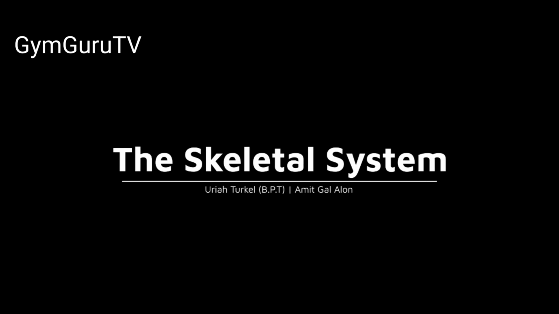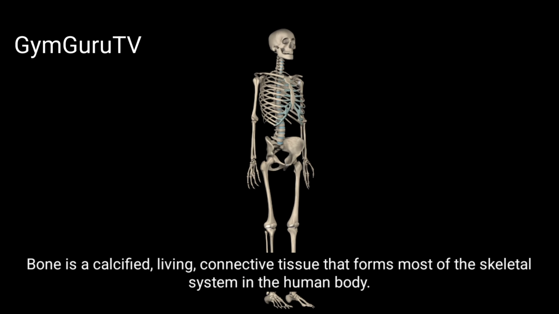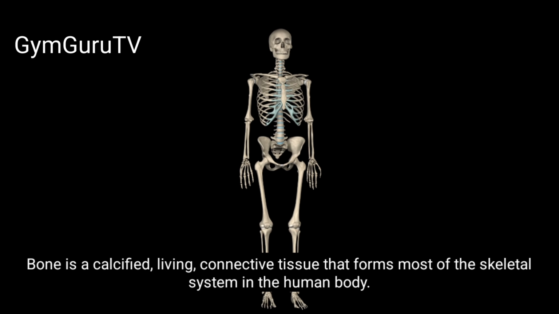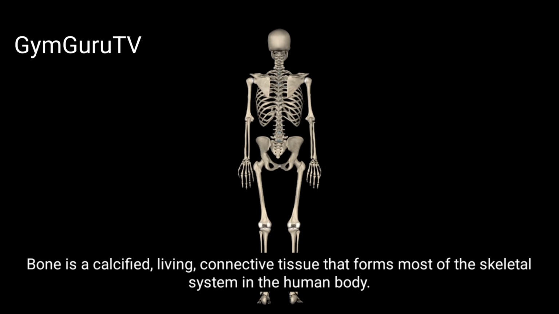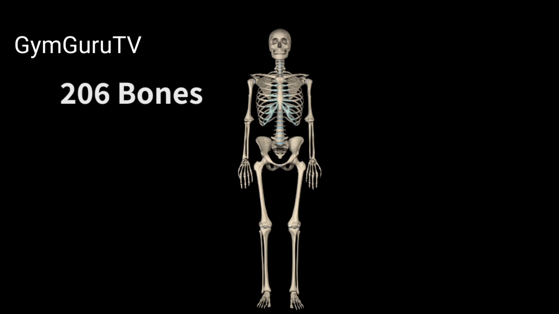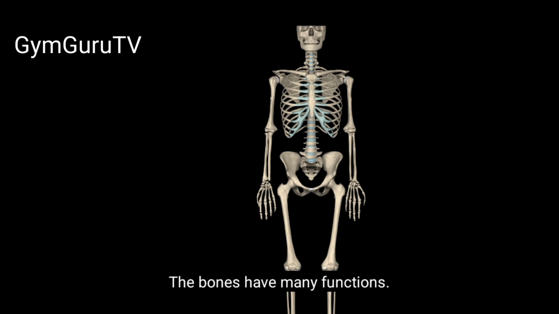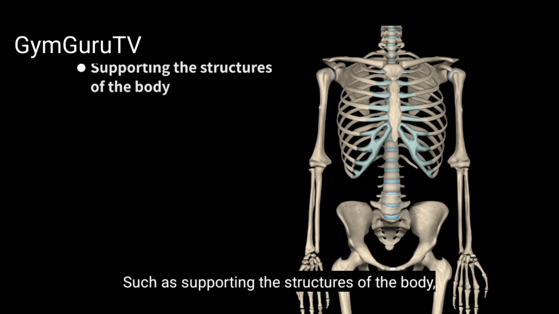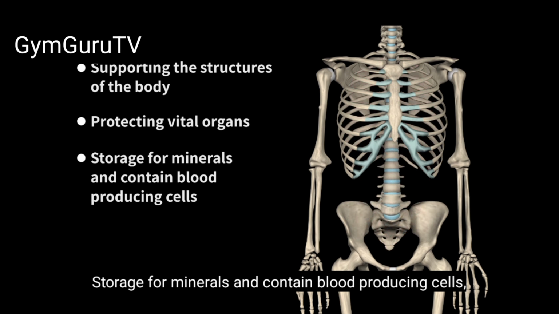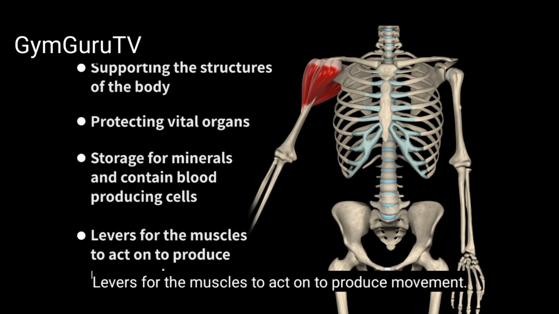Skeletal system. Bone is a calcified, living, connective tissue that forms most of the skeletal system. In the human body there are, on average, 206 bones. The bones have many functions, such as supporting the structures of the body, protecting vital organs, storage for minerals, containing blood-producing cells, and acting as levers for the muscles to act on to produce movement.